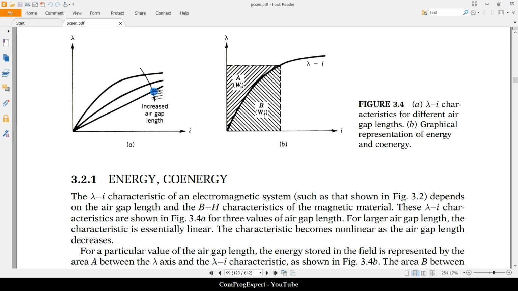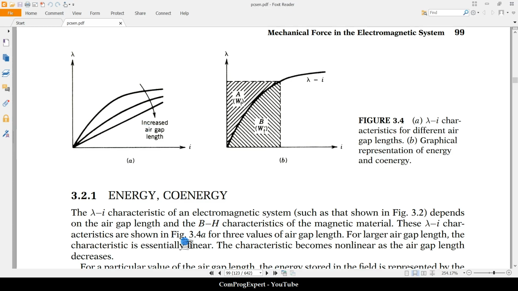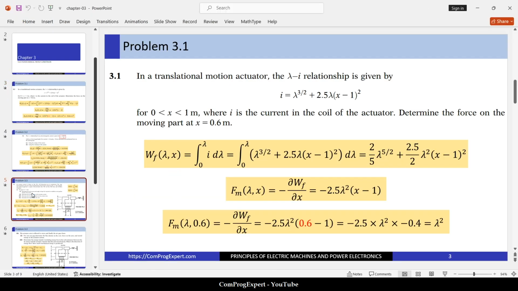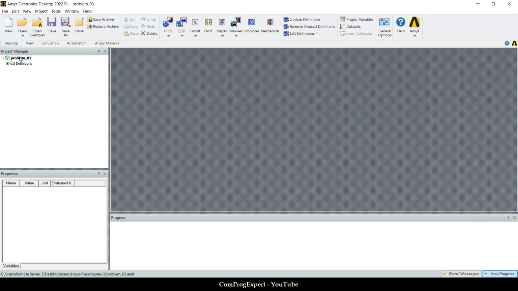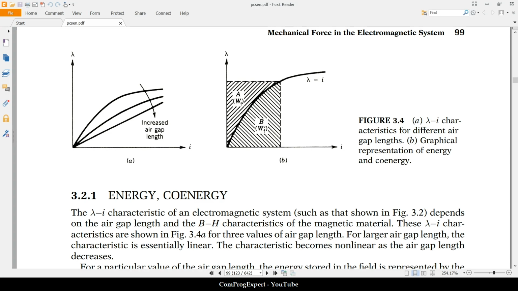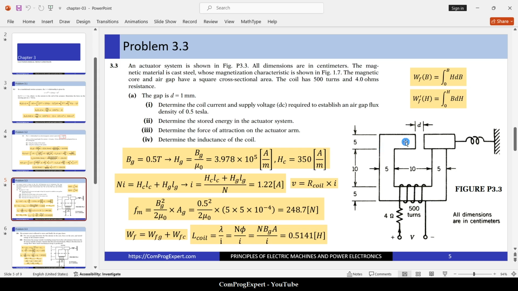So how can we derive this characteristic using ANSYS Maxwell? Let's check here. Let's use the structure of problem 3, create this structure, then we discuss details when we solve this problem. So here simply let's add a new 2D Maxwell design. We have this stationary part, this moving part attached to this spring, and we have this coil.